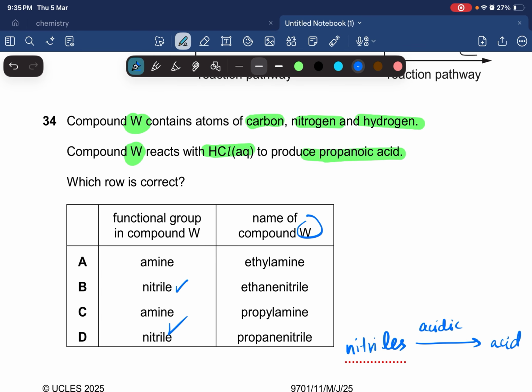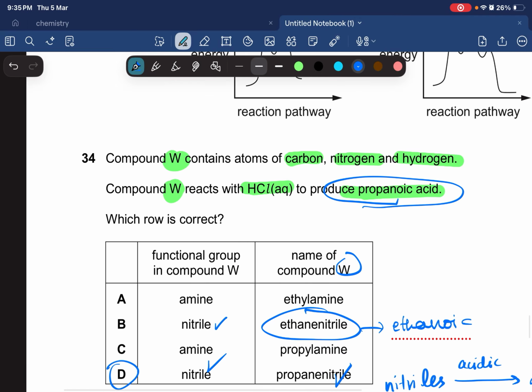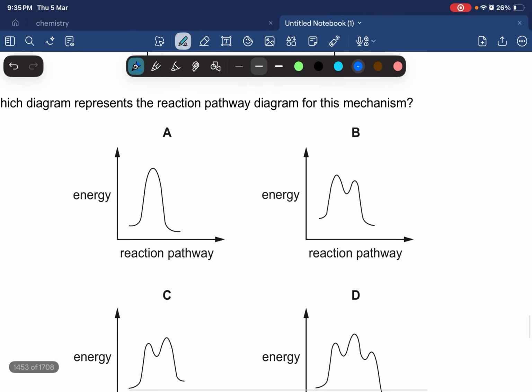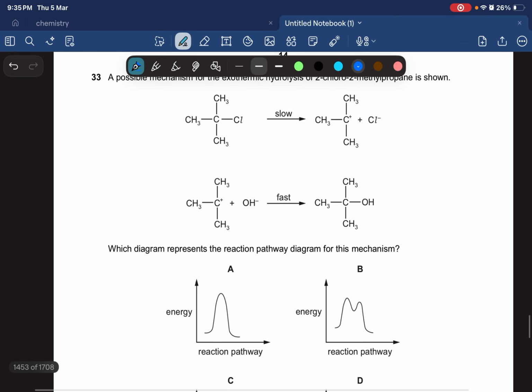Since we're producing propanoic acid, we should have propane nitrile, because no carbon is going to be added. You got to realize this thing. We are not adding a carbon. If we take ethane nitrile, then we're going to form ethanoic acid. We're not going to form propanoic acid because we can't add a carbon through hydrolysis. So this thing. Now we have some very beautiful diagrams of the reaction mechanisms.